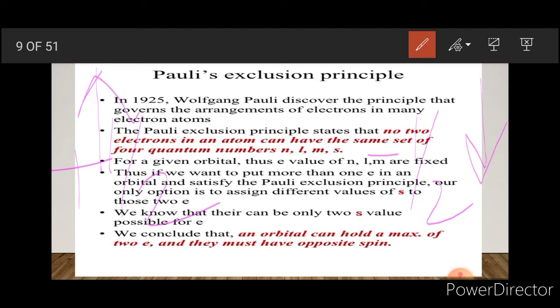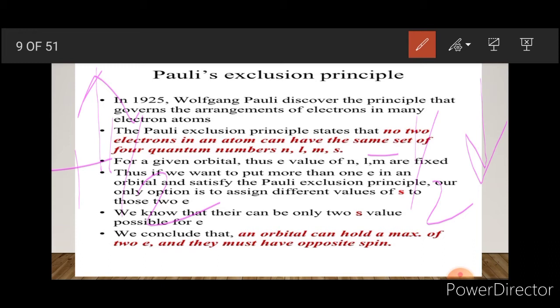Now let's see what the application of this Pauli's exclusion principle is. With the help of this principle, it is possible to calculate the maximum number of electrons in a shell, subshell and orbital. That is the most important application. Number 2, it is possible to calculate the number of subshells in a shell. The shell is further divided into subshells, and it will be easy to know the number of subshells with this Pauli's exclusion principle.